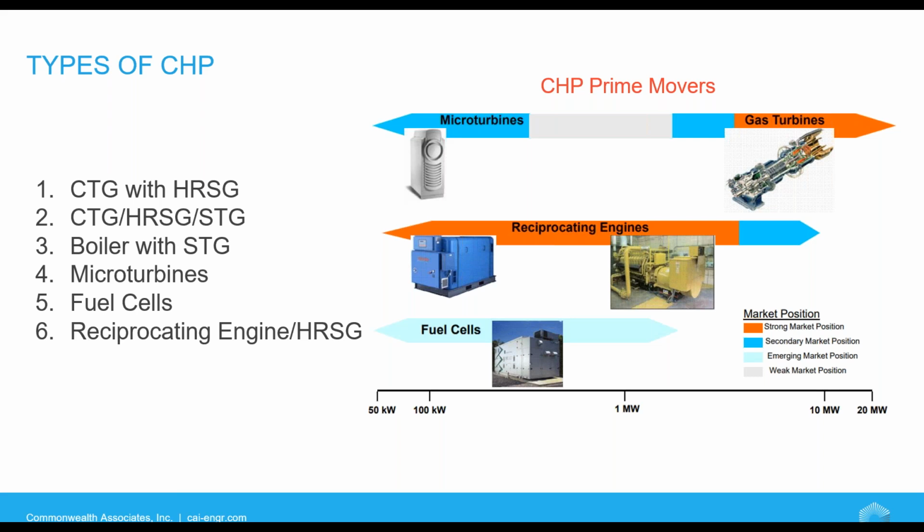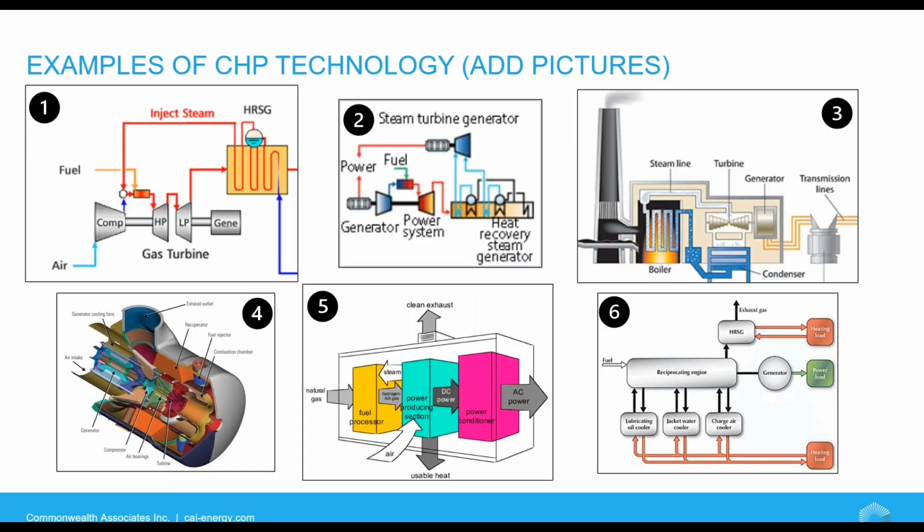A benefit to the RICE engine CHP is the ability to use multiple smaller engines in series with each other to achieve the desired power output. And as I mentioned, I'm just going to quickly show you the 6 process flows that you may see. Number 1 being the CTG with HRSG.